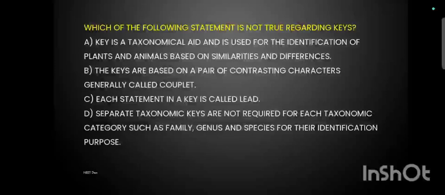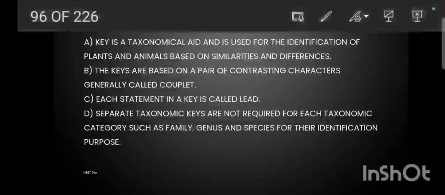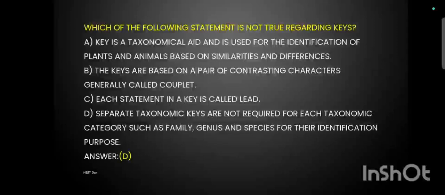Question: Which of the following statements is not true regarding taxonomical keys? Statement A, key is a taxonomical aid and is used for identification of plants and animals based on similarities and dissimilarities. Statement B, the keys are based on a pair of contrasting characters generally called couplet. Option C, each statement in a key is called a lead. Option D, separate taxonomical keys are not required for each taxonomic category such as family, genus and species for their identification purpose. So the statement which is not true is D, that is, separate taxonomic keys are definitely required for each taxonomic category.